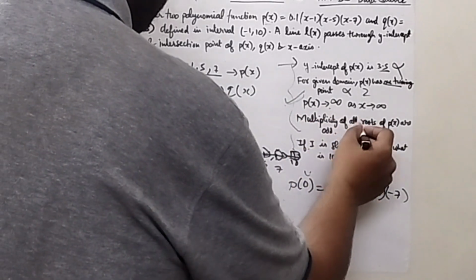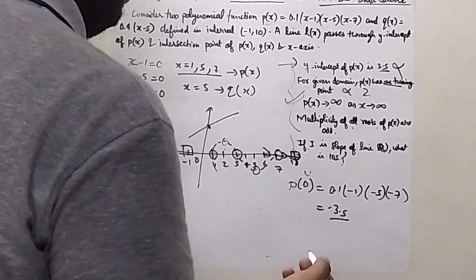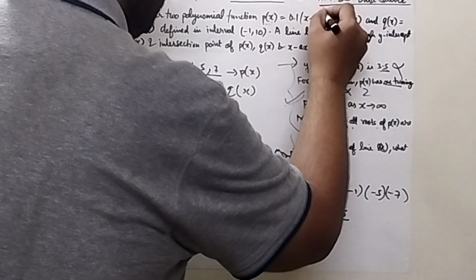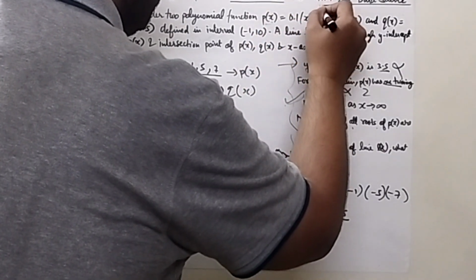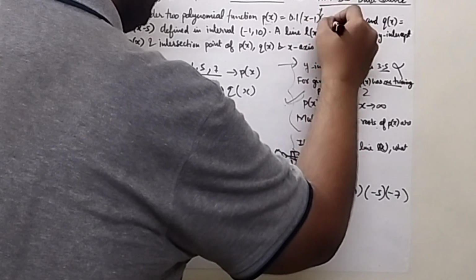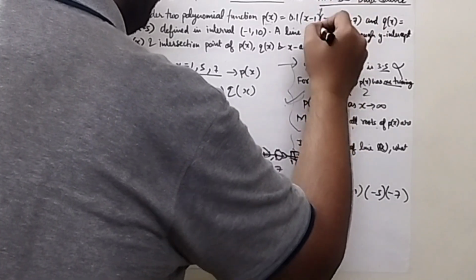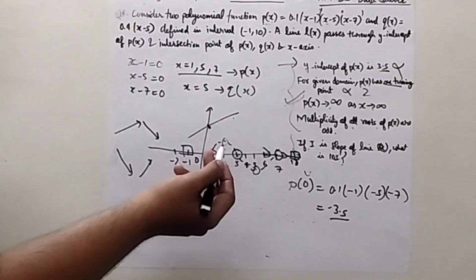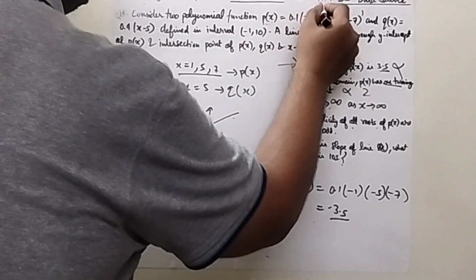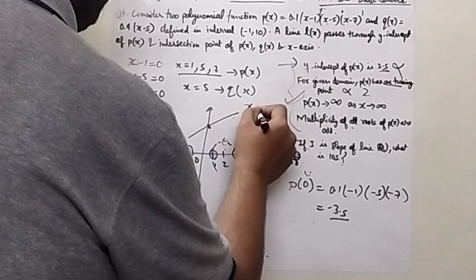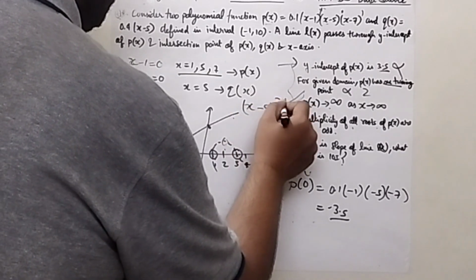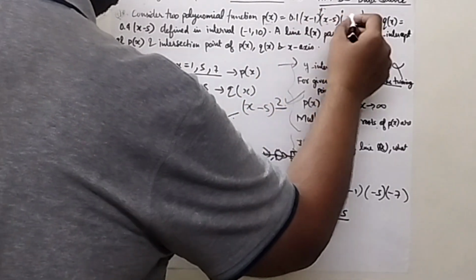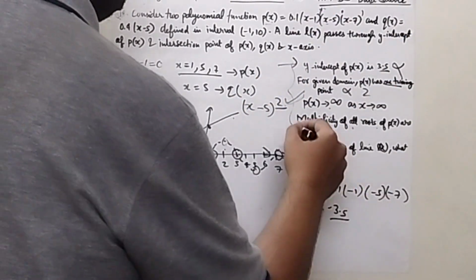Now, the multiplicity of all roots of p of x is odd. So what do you mean by multiplicity? It means that x equals 1 is a root, so its multiplicity is 1. Similarly, its multiplicity is 1, and similarly, its multiplicity is 1. To determine multiplicity, you just need to find this value. If the polynomial is like this, then the multiplicity is 2. Here you can see it is 1, 1, so it is odd, so this is also true.